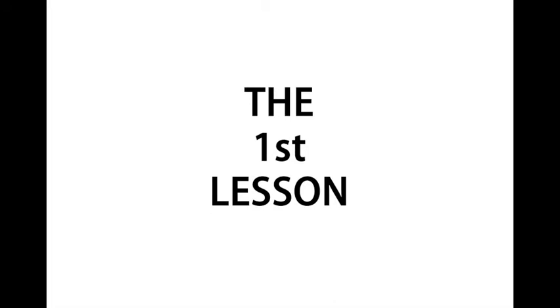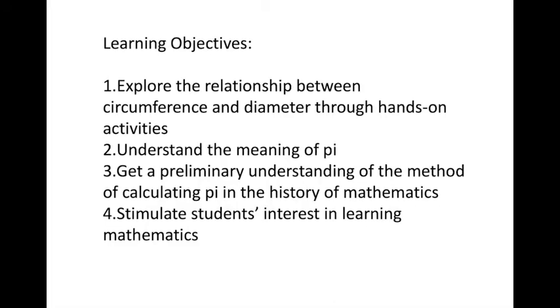The first lesson. Learning objectives. 1. Explore the relationship between circumference and diameter through hands-on activities. 2. Understand the meaning of pi. 3. Get a preliminary understanding of the method of calculating pi in the history of mathematics. 4. Stimulate students' interest in learning mathematics.